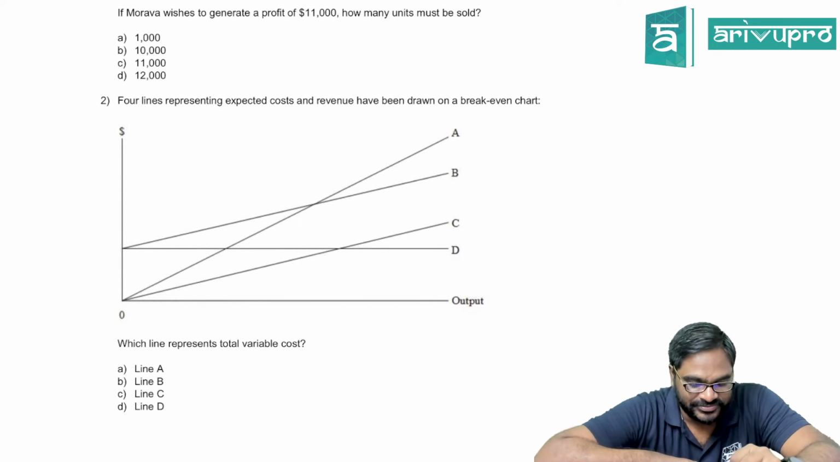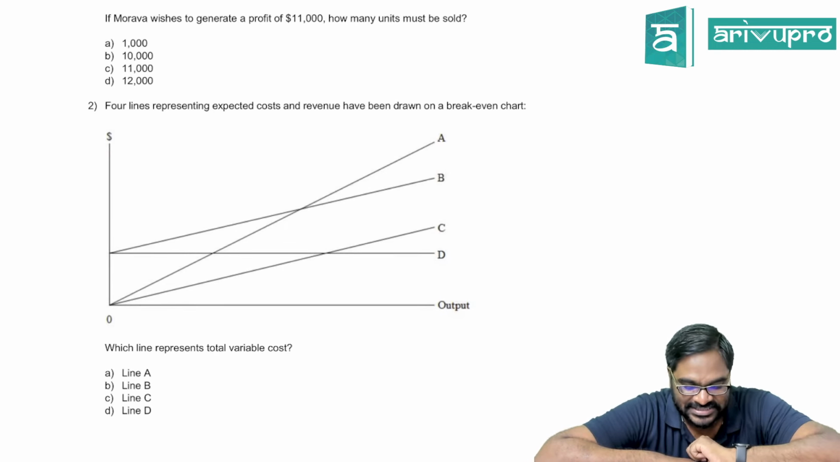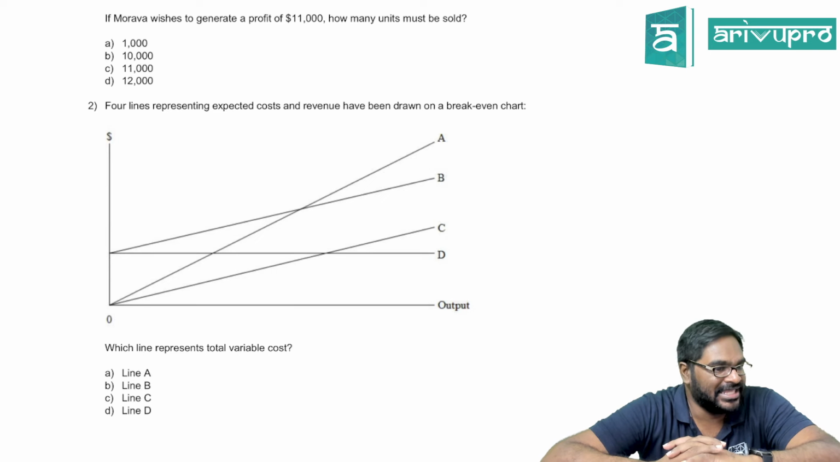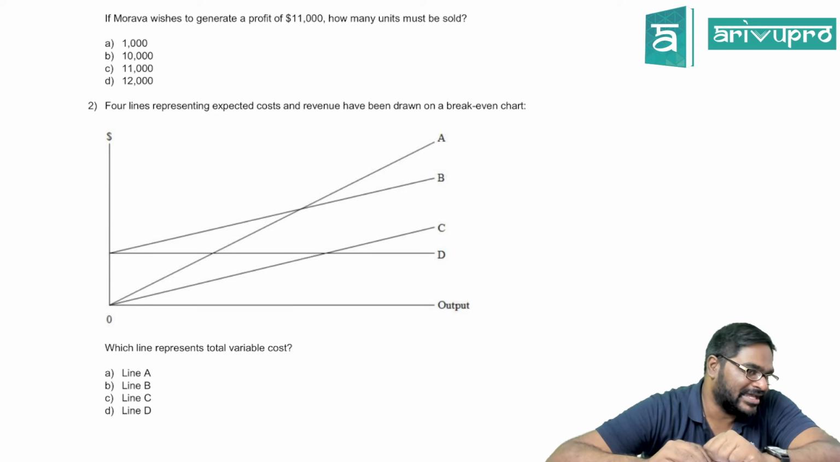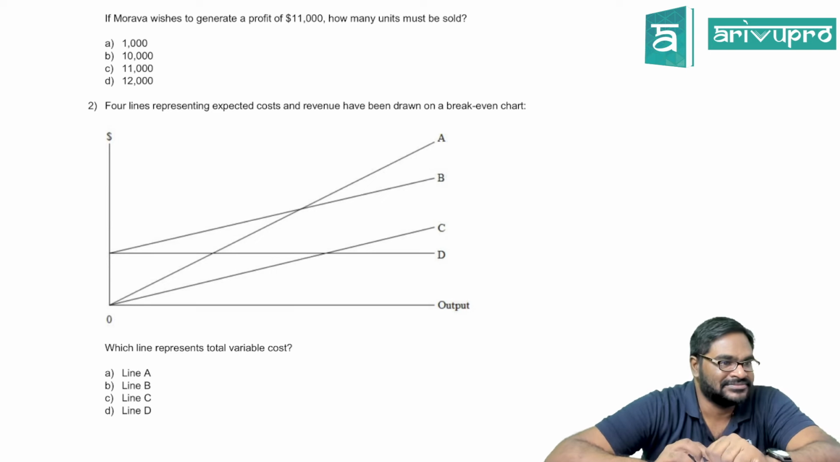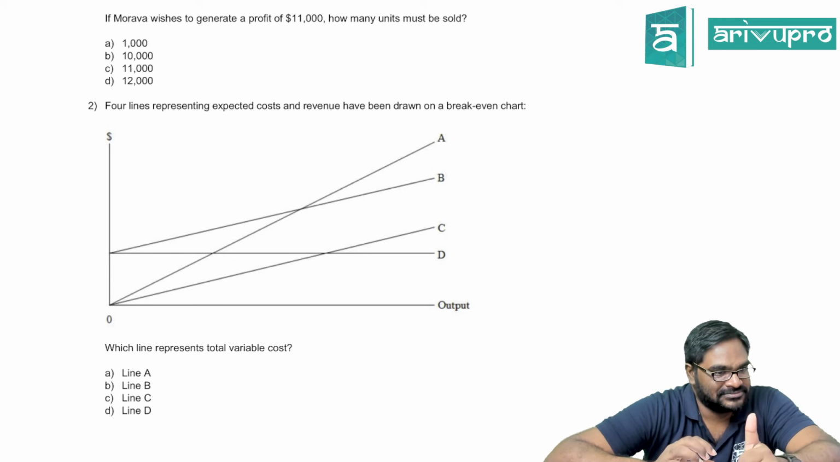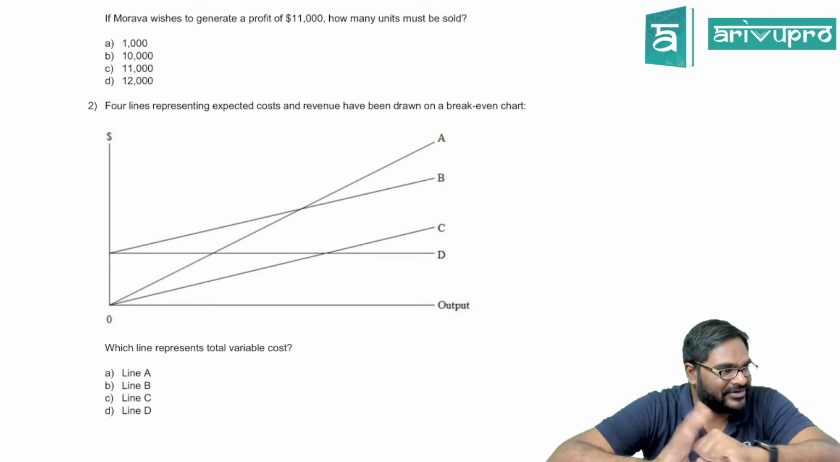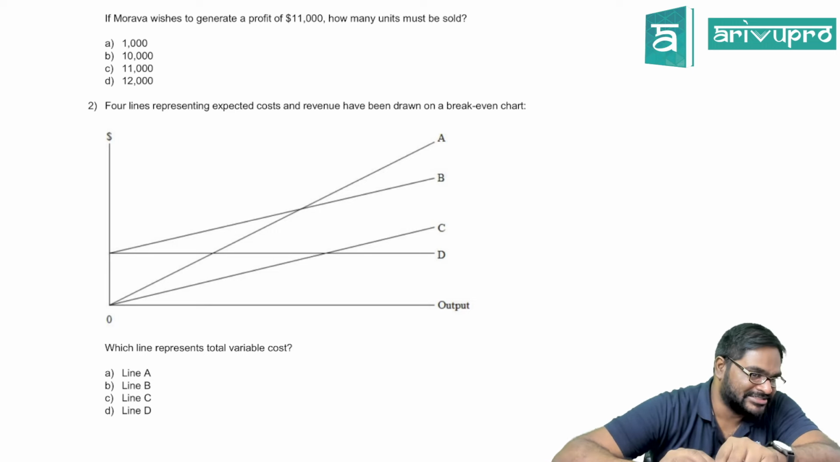Then question number 2. Four lines representing expected costs and revenue have been drawn on the break-even chart. So they have given us a break-even chart. What are the fields that we might have in a break-even chart? Great. So we will have fixed cost, variable cost, total cost, revenue. These are the fields that we are going to get in a break-even chart.